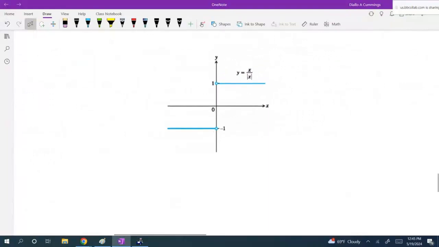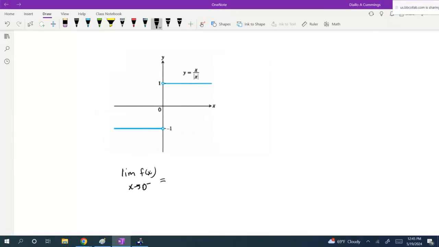So let's take a look at this example. All right, we have the function y is equal to x divided by the absolute value of x. So let's take a look at the left-hand limit. This is as x approaches 0 from the left. So as we approach 0 from the left, notice that the left-hand limit is -1.